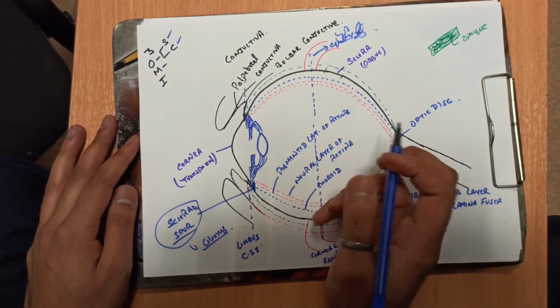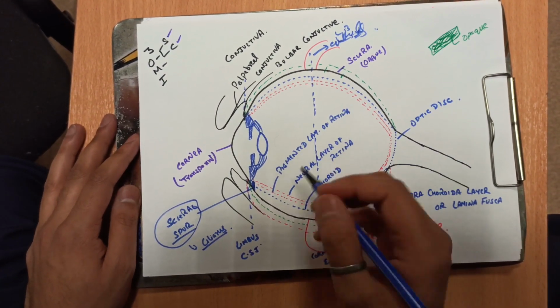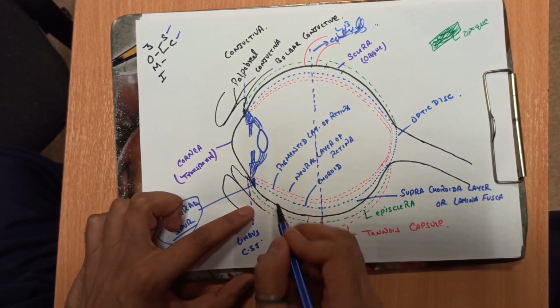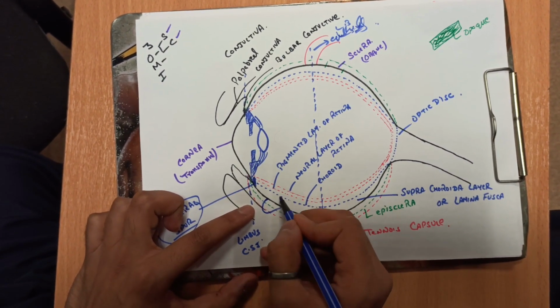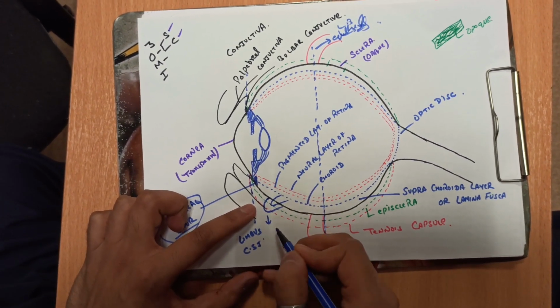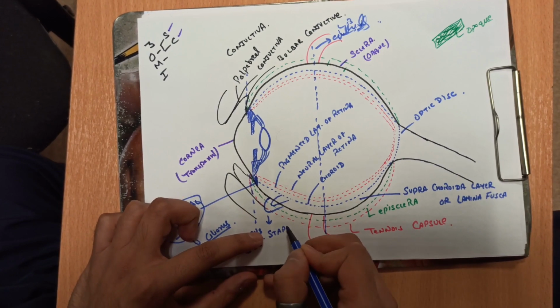Now it must be noted that in some cases the sclera may pouch out. Pouching out means this is the sclera, it will pouch out, and in some cases the choroid will also pouch out from the sclera. That condition is called staphyloma.